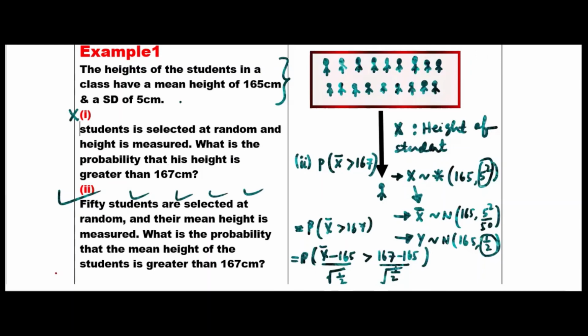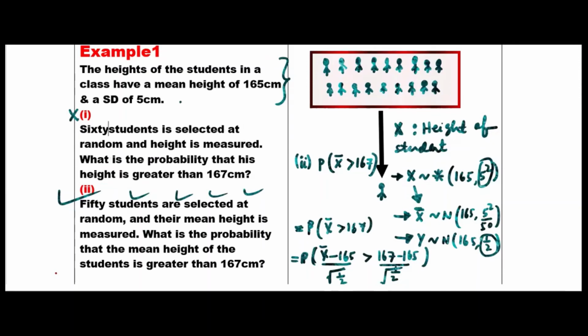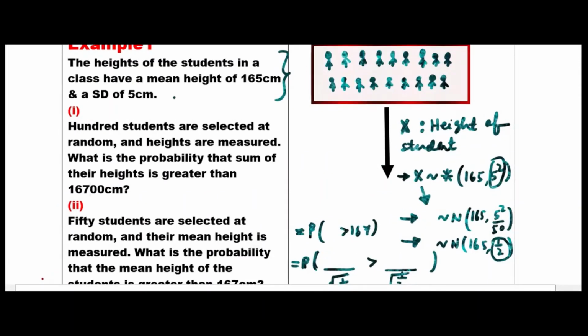We'll write the same 50, or maybe let me write 60. 100 students are selected at random and their heights are measured. I have to find the probability that the sum of their heights, some x or xi, whatever you want, you can write greater than 16700. This probability I need to find.